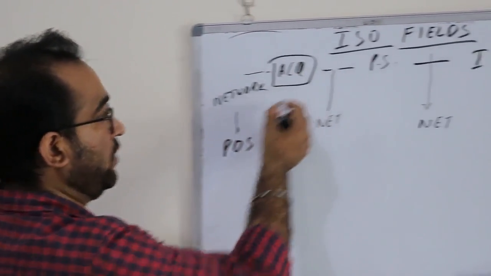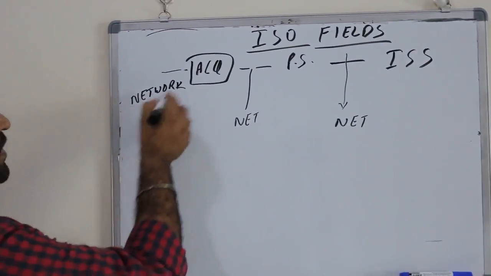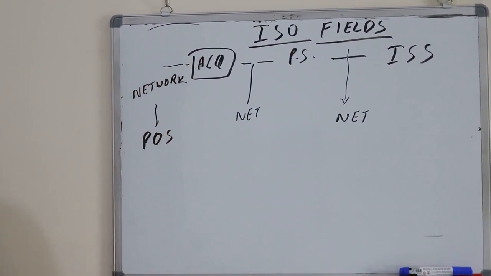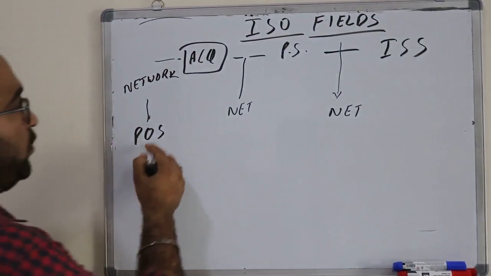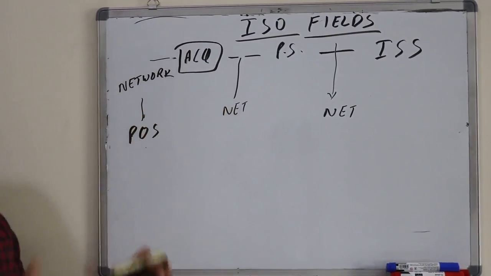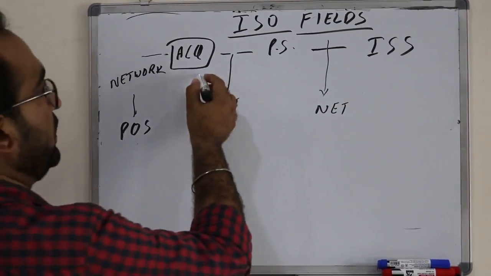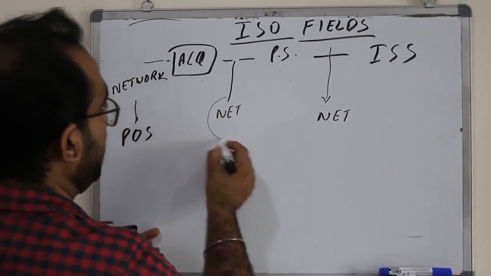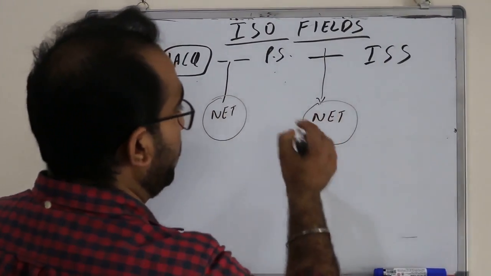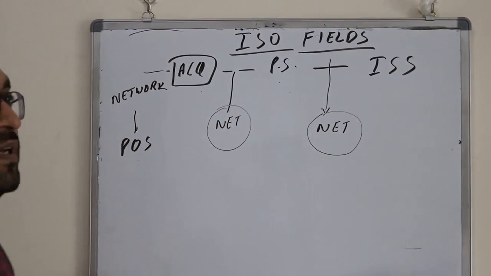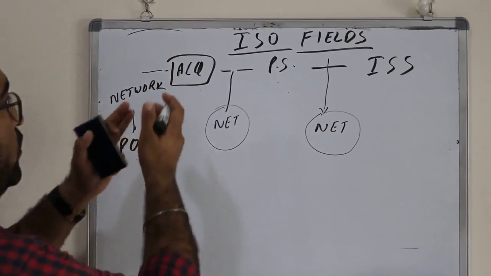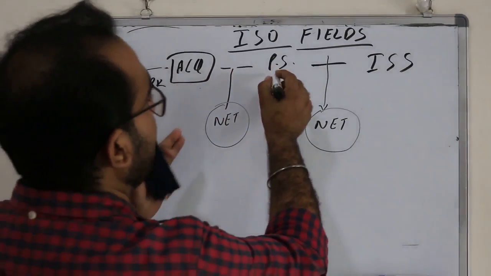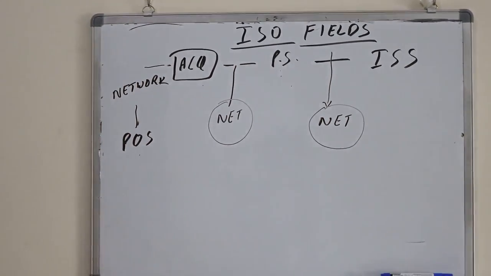For example, this is the acquirer and this is the POS machine. There is a network layer in between these two, right? So when this POS wants to talk to the acquirer, they need some language. The same applies between the acquirer and the payment system, and between the payment system and the issuer. So everywhere we have this network. Wherever we have a network, it means we are sending some information through the network so that it can reach the destination.